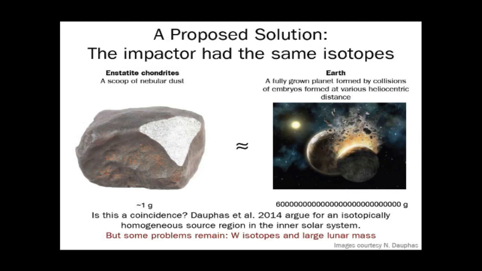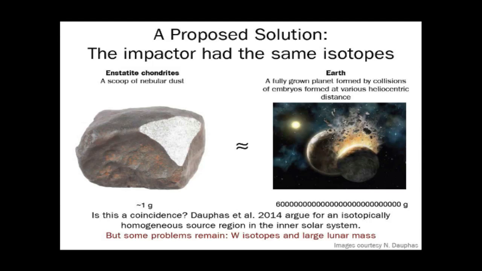And these are a collection of nebular dust at the gram scale. And it has isotopes that look like us, a planet many orders of magnitude larger. And some researchers, Nicolas Dauphas in particular in a recent paper, have argued that this is too hard to be a coincidence.